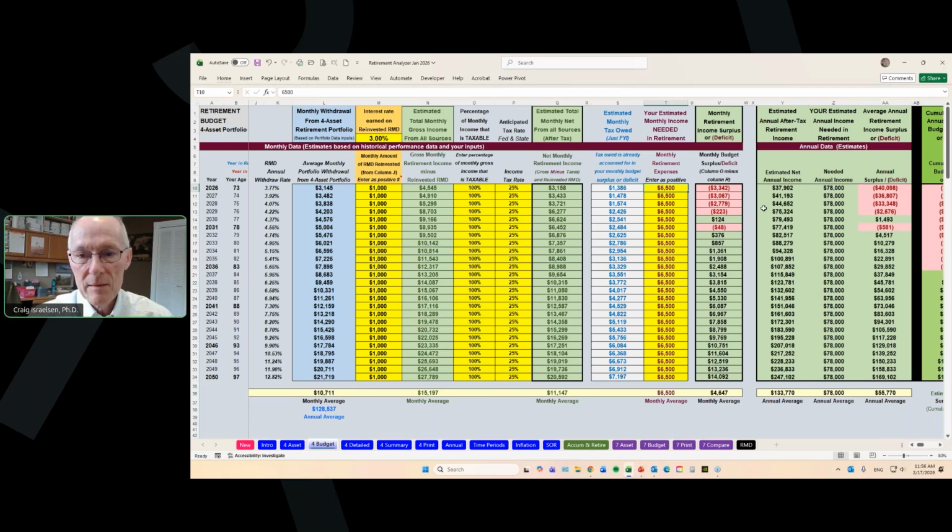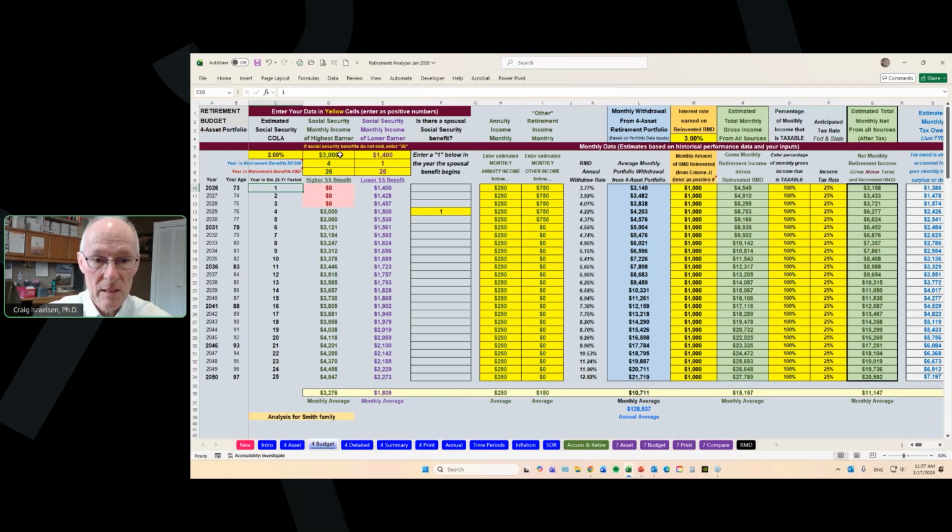Well, what that is saying now in the next column is that you're going to have a deficit, and your monthly deficit is about $3,300 because your net monthly income is $3,158, given all the data you've provided, and your monthly expenses are $6,500. That obviously leads to a deficit. Why is that happening? Well, because Social Security, in this case, is not starting until year 4. If we started in year 1, then we would enter a 1 here.